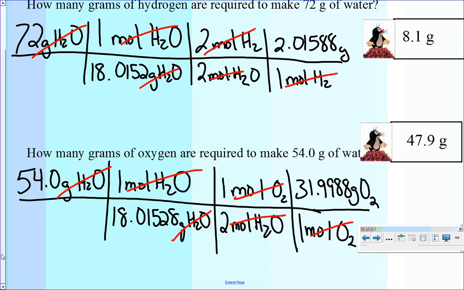And as you do your math, multiplying across the top and dividing by 18 times 2 on the bottom, you should get 47.9 grams. 3 sig figs, because this number right here has 3 sig figs.